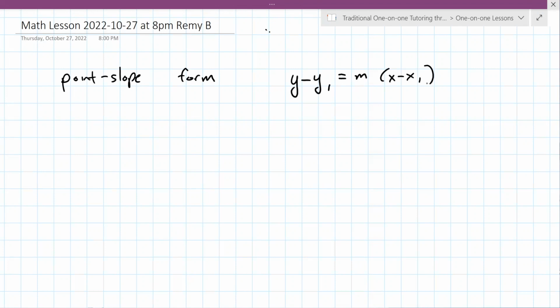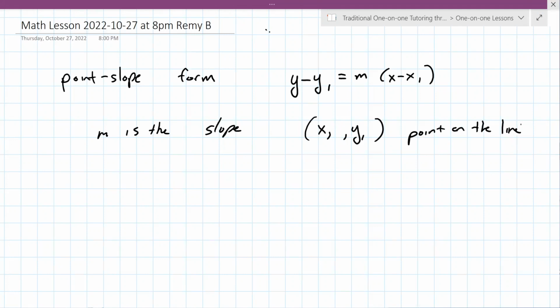Now, in terms of what this is, m is the slope, okay, and x1 comma y1, they're a point on the line. Okay. So I'm going to give you an example here. Let's say I tell you that the slope is -2 and the ordered pair is 3 comma 4.